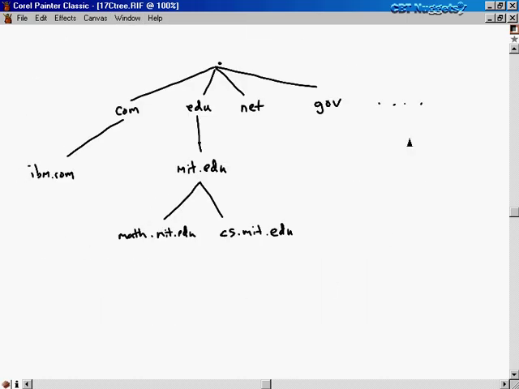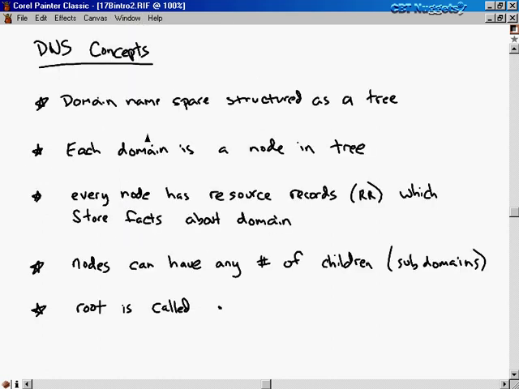Let me just give you a little glimpse of our domain namespace. So here is a little teeny piece of the whole domain namespace of the internet. There's com domains, edu domains, net domains, gov domains, and so on. Under edu there happens to be a mit.edu domain, and then there are subdomains within that, math.mit.edu, computerscience.mit.edu, and so on. So this is what I'm talking about when I say think about the domain namespace of the internet as a tree.